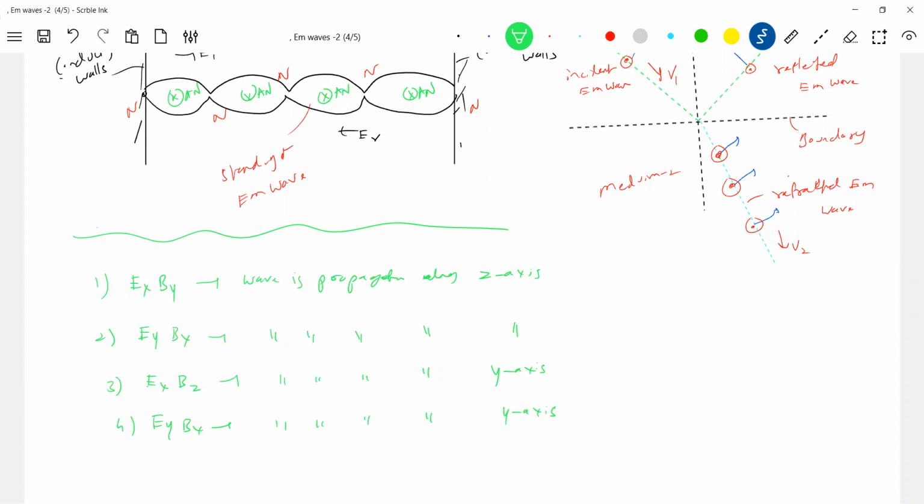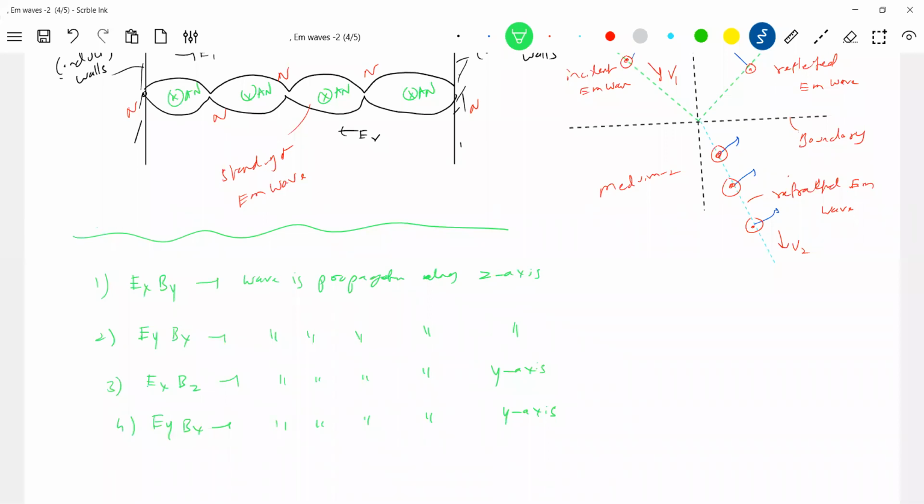Able to analyze this one? Always the E bar vector and B bar vector should be directed perpendicular. I'm talking about a polarized EM wave. Unpolarized means the E bar, B bar vectors will be rotating in a plane perpendicular to the direction of propagation, and both will be mutually perpendicular.